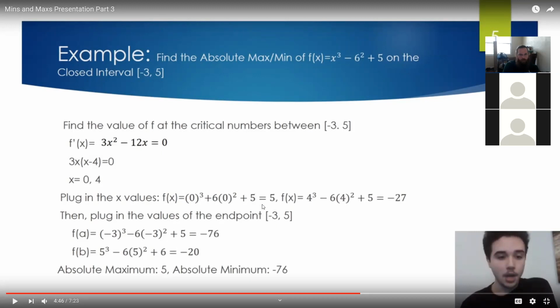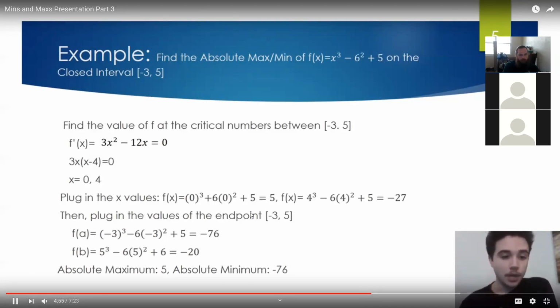So we're recording these y values. The first y value we write down, f of 0 equals 5. The second y value we write down, f of 4 equals negative 27. And then the last few things we do is evaluate at the endpoints. So f of negative 3. And then we plug in the value at the endpoint, which is negative 3.